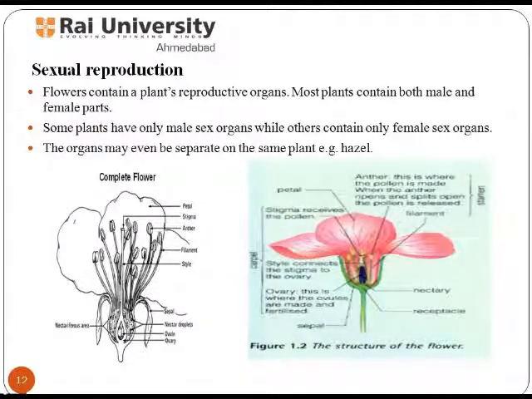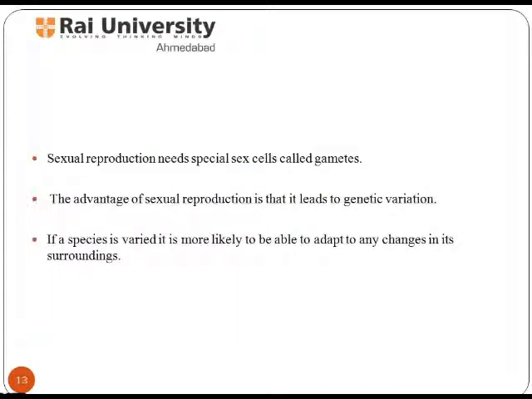Sexual reproduction needs special sex cells called gametes. The advantage of sexual reproduction is that it leads to genetic variation. If a species is varied, it is more likely to be able to adapt to any changes in its surroundings.